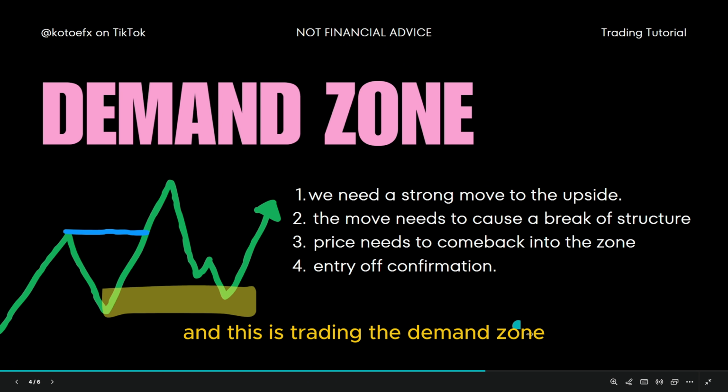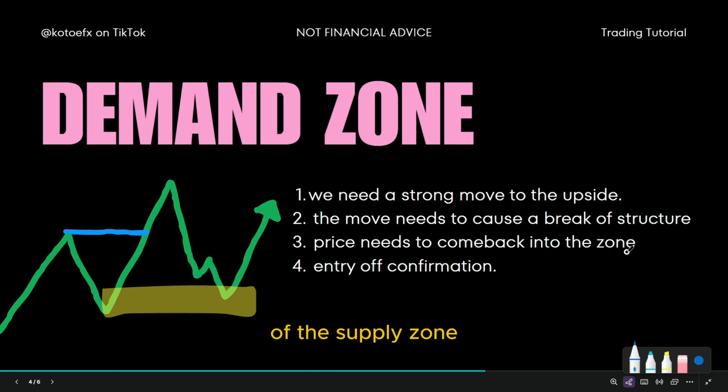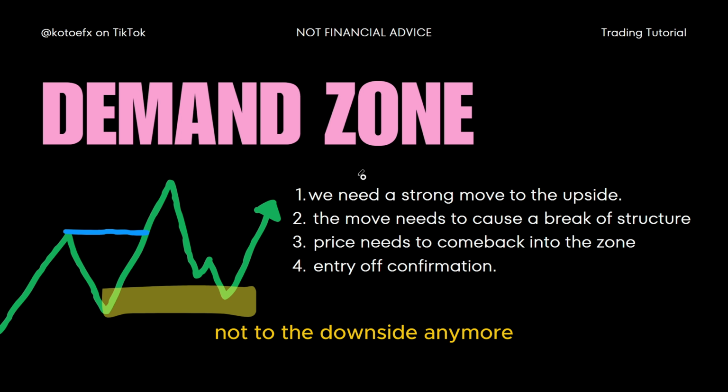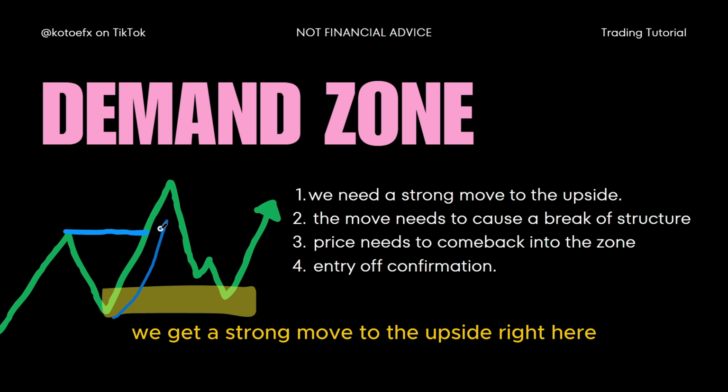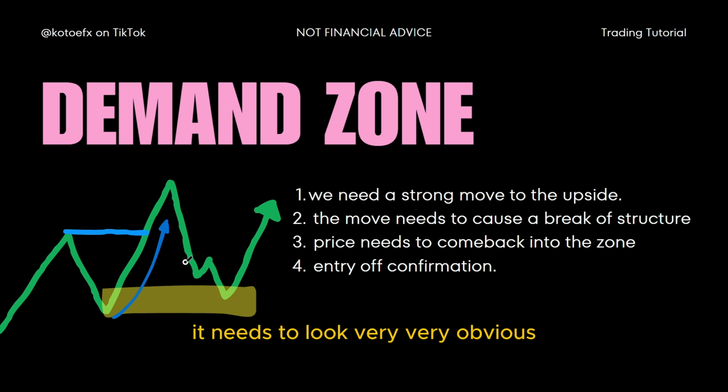And this is trading the demand zone. A demand zone is basically the opposite of the supply zone. It's basically the buying side of things, okay? So we need a strong move to the upside, not to the downside anymore. We need a strong move to the upside in order to trade the demand zone. And as you can see, we get a strong move to the upside right here. It also needs to be very clear and visible for you guys. If you look at the charts, it needs to look very, very obvious, so you know what you can trade and what you don't want to trade.